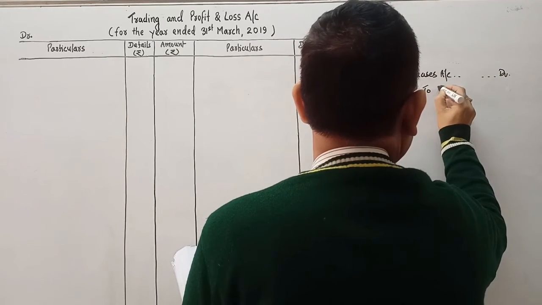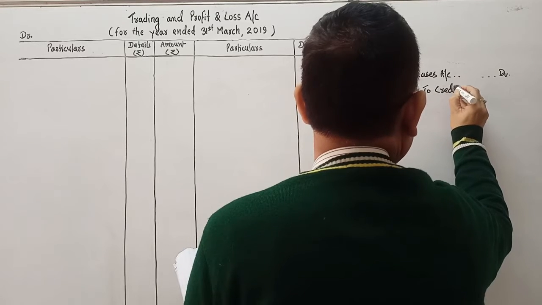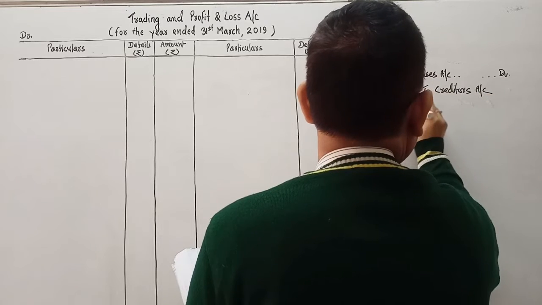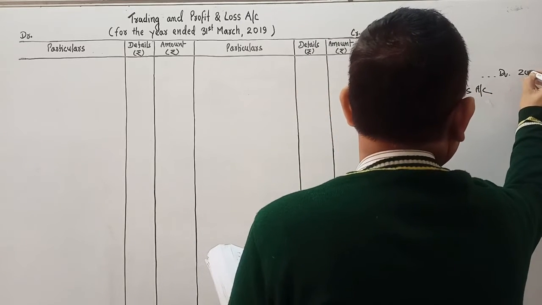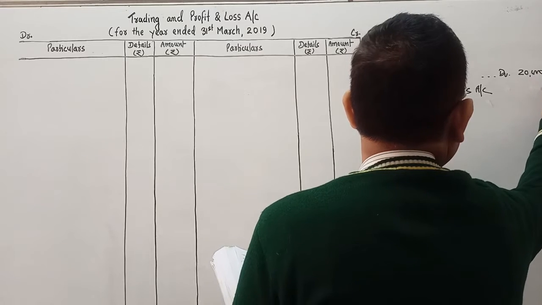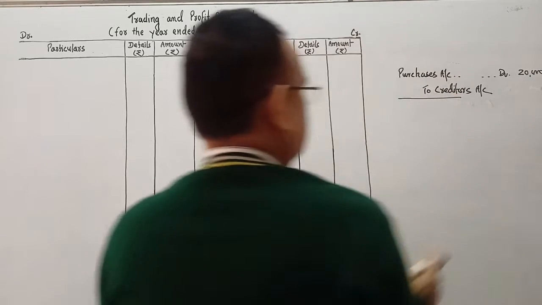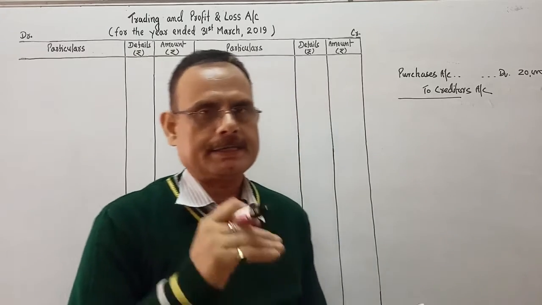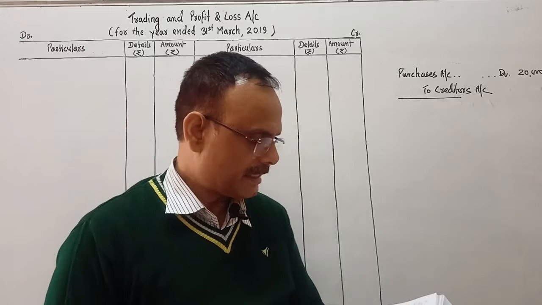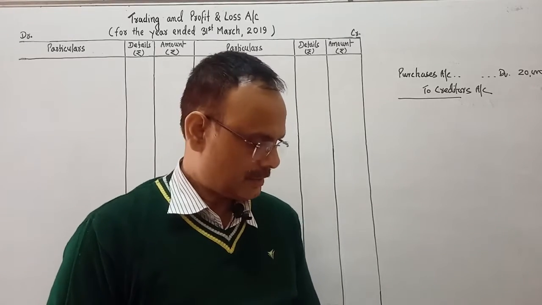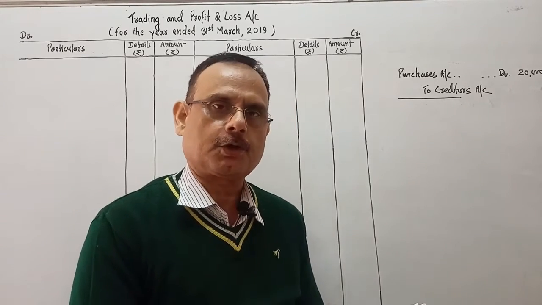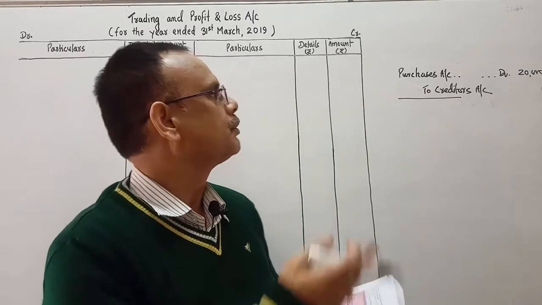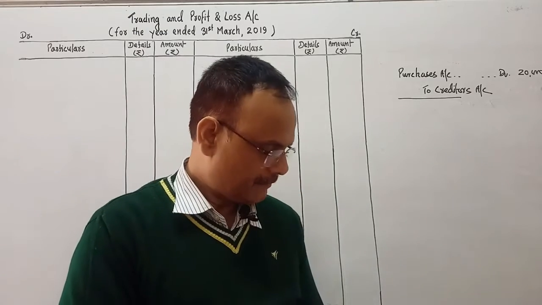to creditors account, 20,000. Is it clear? This is the adjustment entry. We have to adjust it while preparing the financial statement. So goods costing 20,000 were purchased and included in stock, but no entry was passed. So it's an error of complete omission. So you record the transaction in your adjustment.